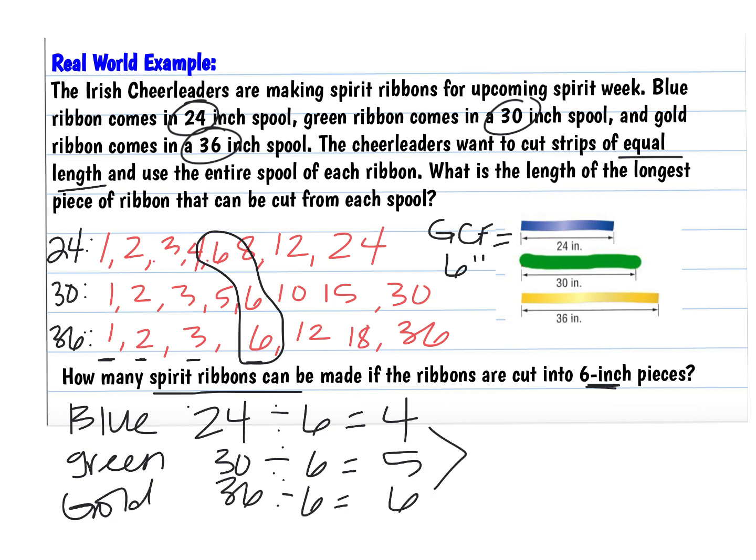And then we need to add those together. I know that 4 plus 5 is 9, plus 6 is 15, so we're going to get 15 ribbon pieces total.